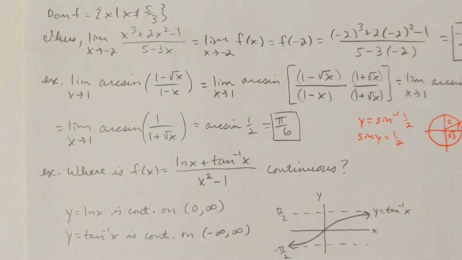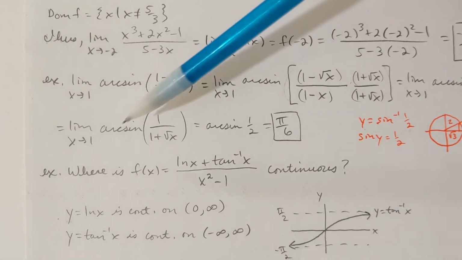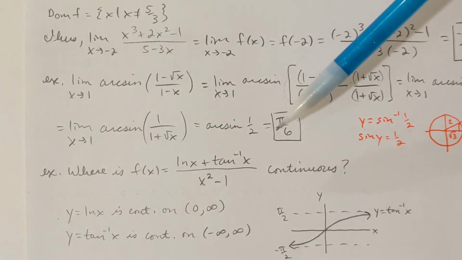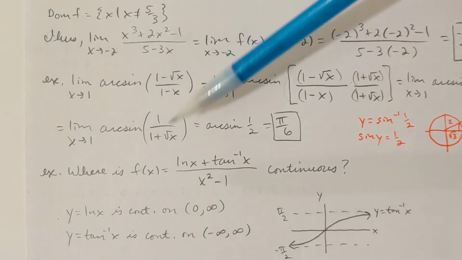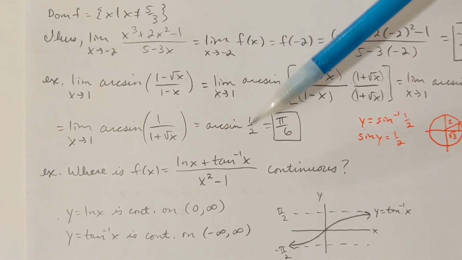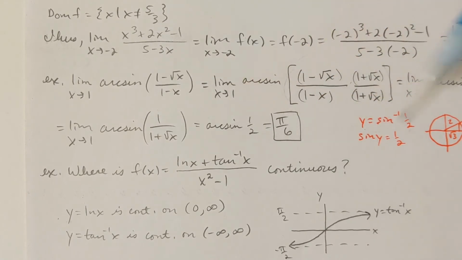So now I'm looking at the limit as x approaches 1 of the arc sine of 1 divided by 1 plus root x. Now at this point, there's no problem with making a direct substitution. I can plug in 1, and there's no issue like there was before. So I've done that. Lose the limit notation. And arc sine of 1/2, of course, I'd want to compute that value. I wouldn't want to just circle arc sine 1/2.